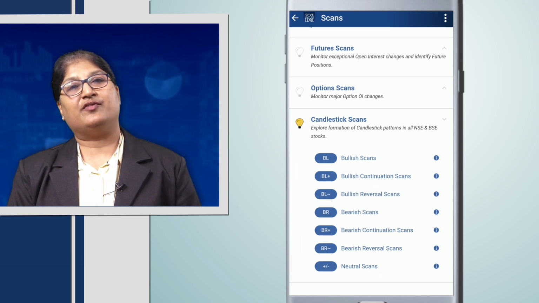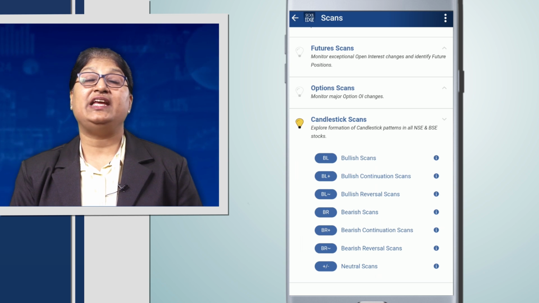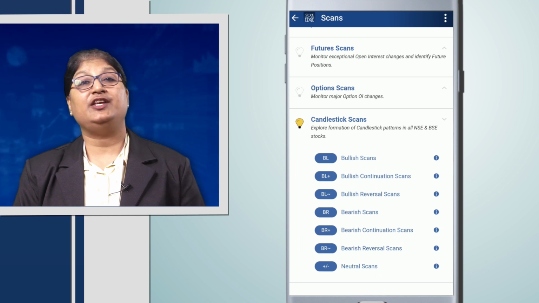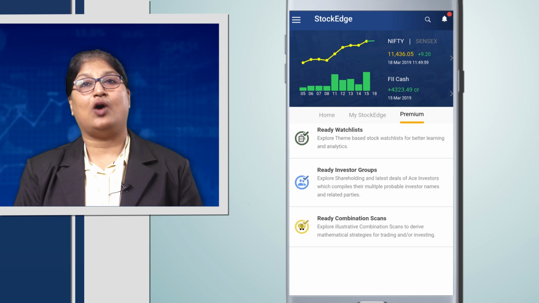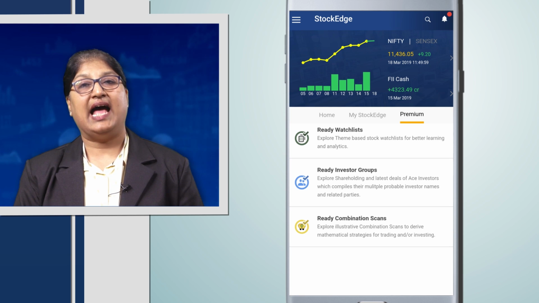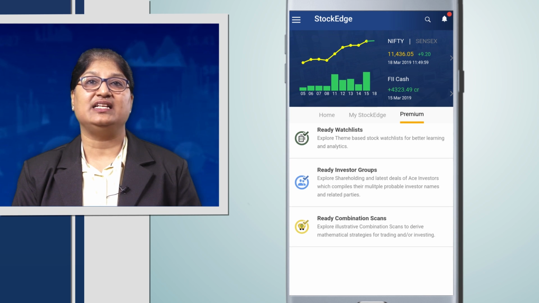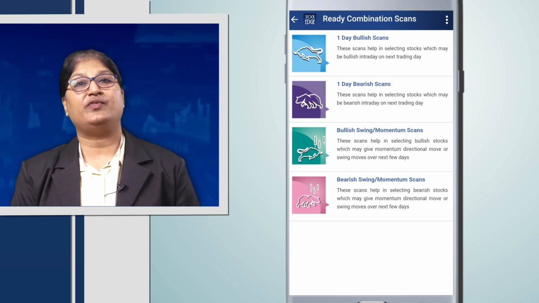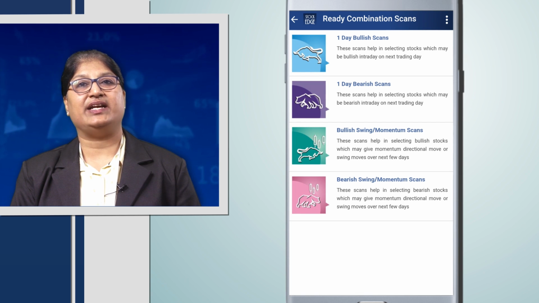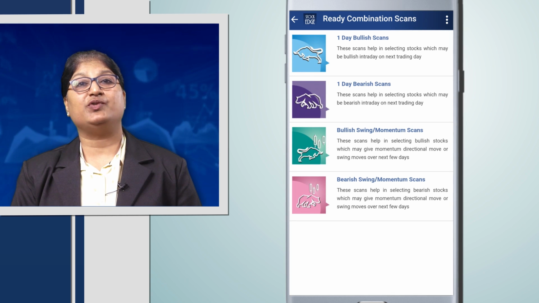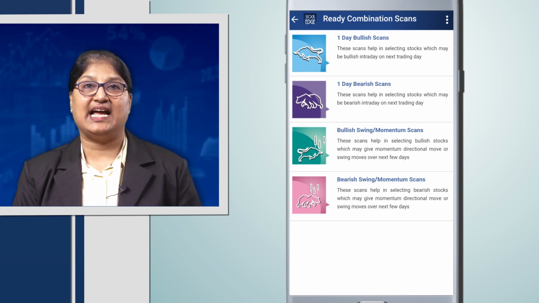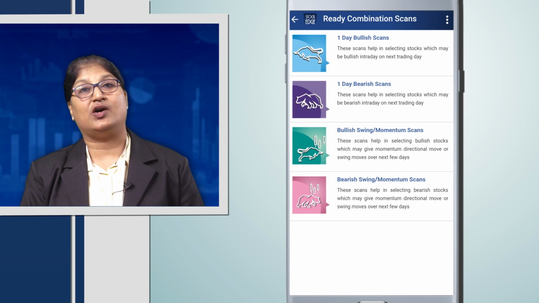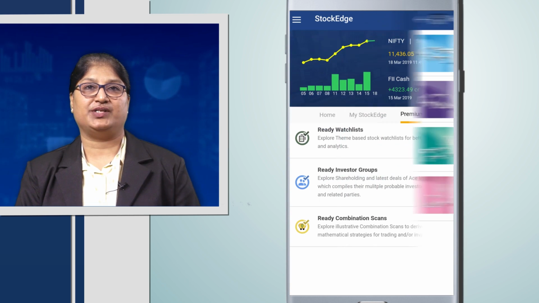easily. To advance your research further, we have a premium version where you get access to ready combination scans to learn, analyze and apply trading strategies from a choice of intraday or swing trading strategies. We designed them to form a combination of multiple scans while you can focus on identifying quick opportunities.